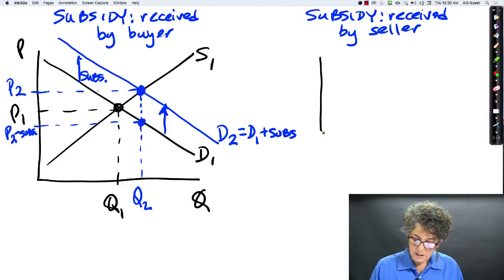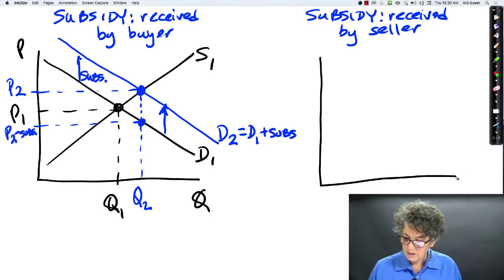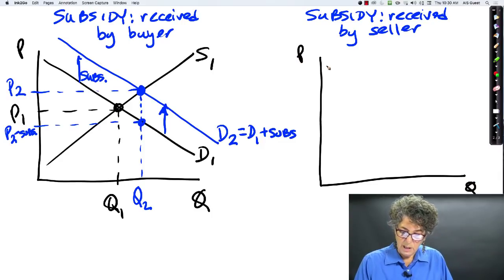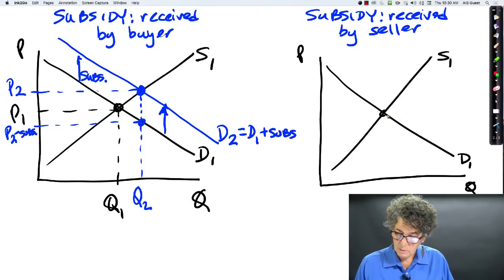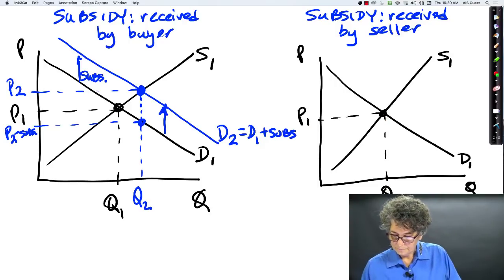If instead the subsidy is received by the seller, we just model it differently. So again, price on the vertical, quantity on the horizontal, an initial downward sloping demand curve, D1, upward sloping supply curve, S1, initial equilibrium, P1, and Q1.